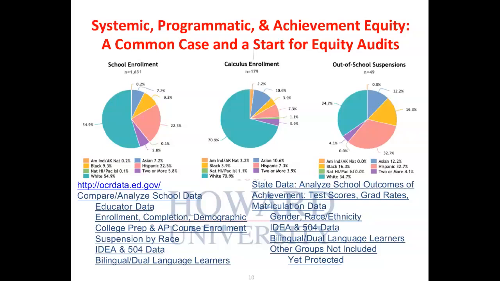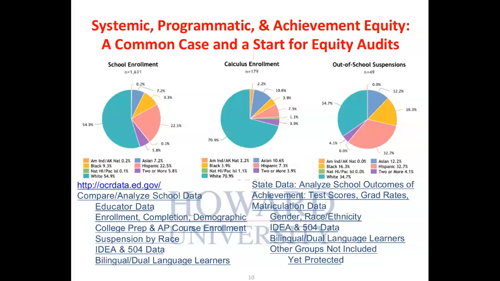If you look at the left circle, you see the school enrollment demographic breakdown. This is very reflective of a lot of districts, of a lot of schools throughout the U.S. as well. We see a little bit over 50% of the student population is white, but in calculus, they're way overrepresented. And then you ask more specifically, who's underrepresented? When you look at Latino students, they make up 22% of the population here. Black students are 9.3, Asian students 7.2.